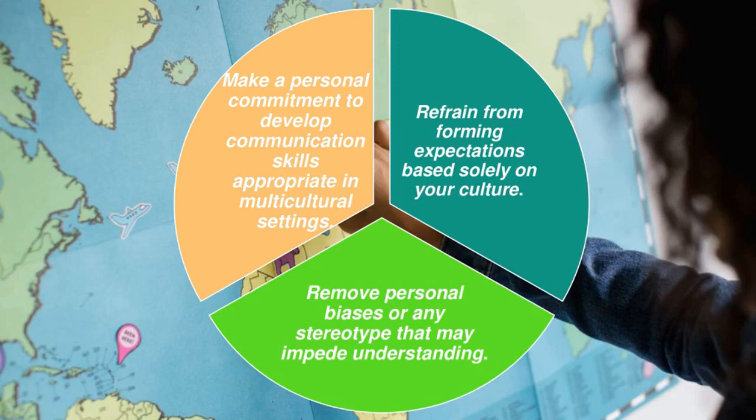Third is remove personal biases or any stereotype that may impede understanding. In Lesson 1, we've discussed about avoiding prejudice. It is also a step wherein you are removing your personal biases or any stereotype. Once you do have this stereotype or prejudice, someone who is bad will remain bad, or someone who talks ill will remain to talk ill, and everything that he will say will not be good for you. Then you will not be able to comprehend or accept whatever that person is going to say.